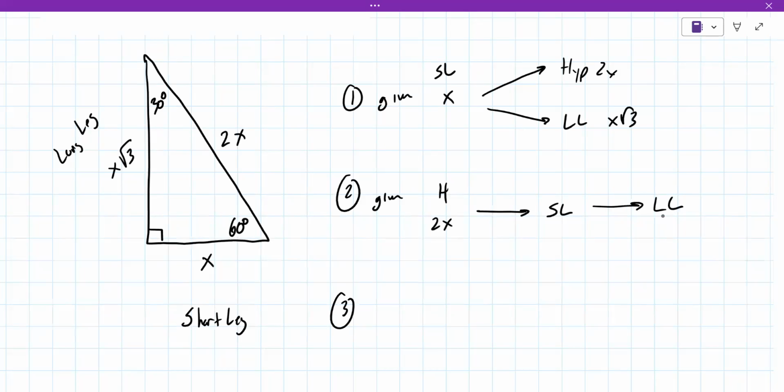The other possibility is that you're given the long leg. You're given the long leg over here. Your only path is to then find the short leg. And it's kind of like what you were doing in the previous problems. You set the long leg equal to x root 3. You solve for x to get the short leg, and then you can find the hypotenuse. Does this all sound familiar? Okay. So let's try some problems and see where you're at on this one.